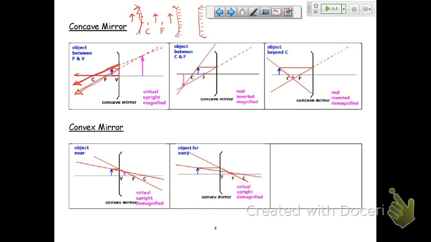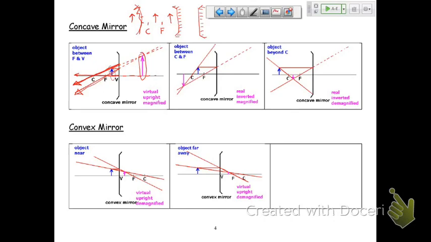Those two lines will never cross, so we back project, and there's our image. It's virtual, it's upright, and it's magnified. I back projected that as well. Where the two upper ones cross is where my object is. It's virtual because the light doesn't actually get behind the mirror. It's upright because the head of the arrow is pointing upwards, and it's magnified because it's bigger than that blue one there.